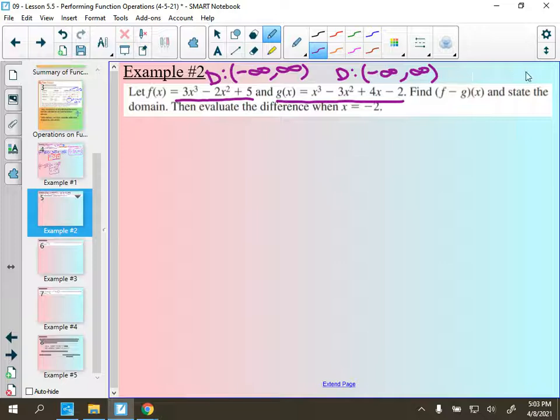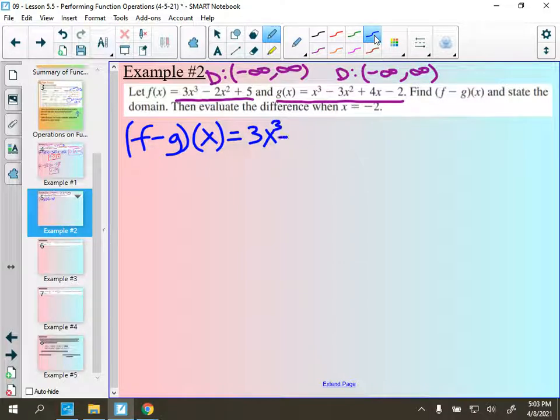Let's do the subtraction part of it first. I always try to go in order. So f minus g of x: again, the interpretation is to leave the x in there, but take f of x. I'm going to try to skinny up my handwriting because I think I'll have a tough time fitting it all in. So f of x is 3x to the third minus 2x squared plus 5.